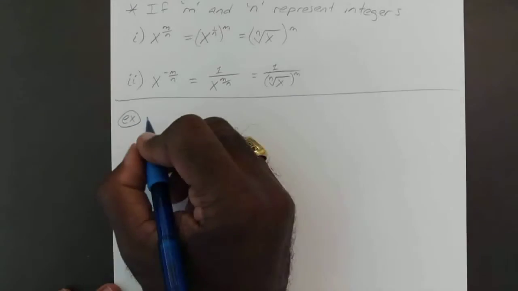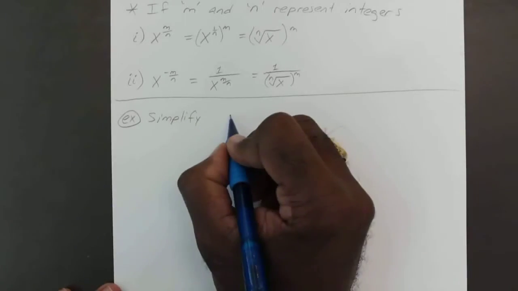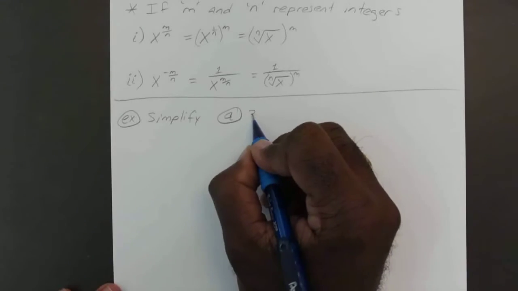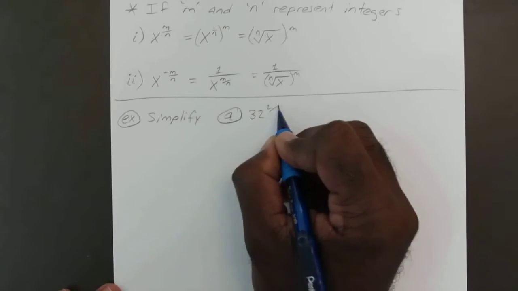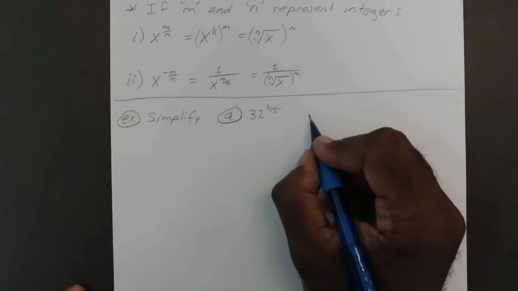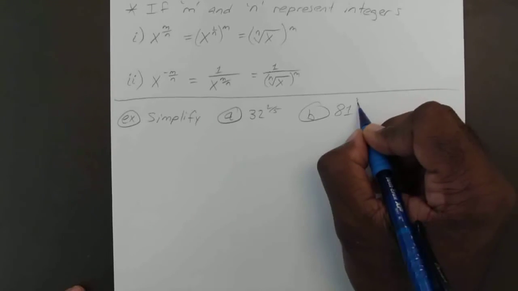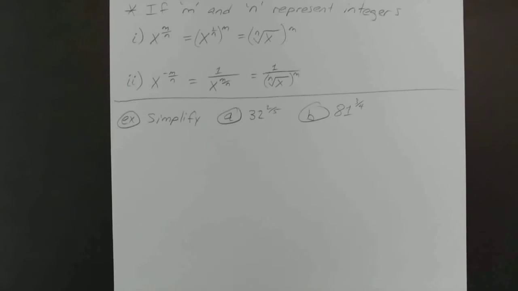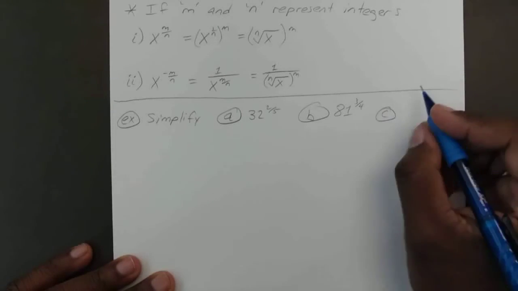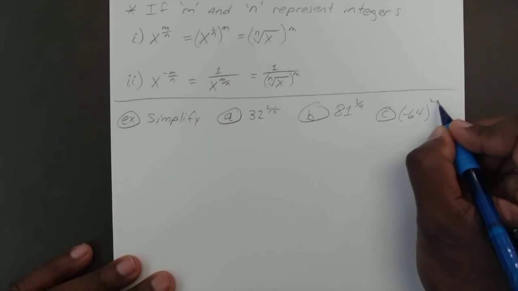All right, so what if we wanted to simplify? Say for problem A, 32 to the 2/5 power. Say for problem B, 81 to the 3/4 power. And let's say for problem C, negative 64 to the 2/3 power.